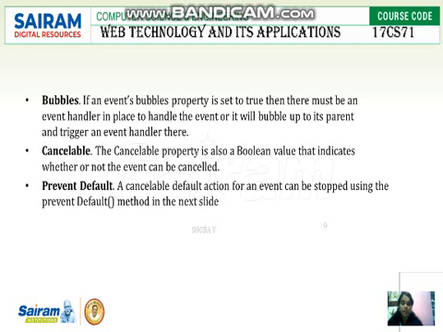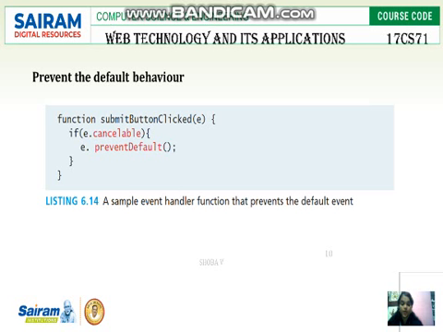there must be some event handler in place to handle the event, or it will bubble up to its parent and trigger an event handler there. And cancelable is actually a boolean value that indicates whether or not the event can be cancelled. And to prevent the default behavior, you use the parameter called e, and you can use it in any event handler.